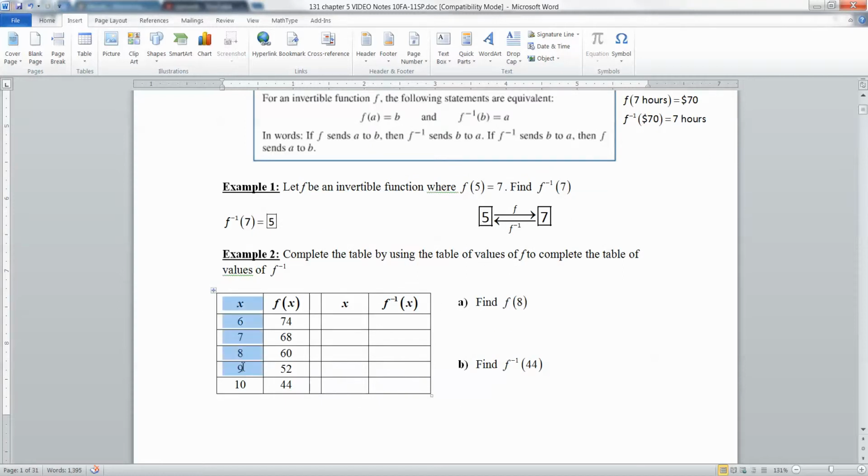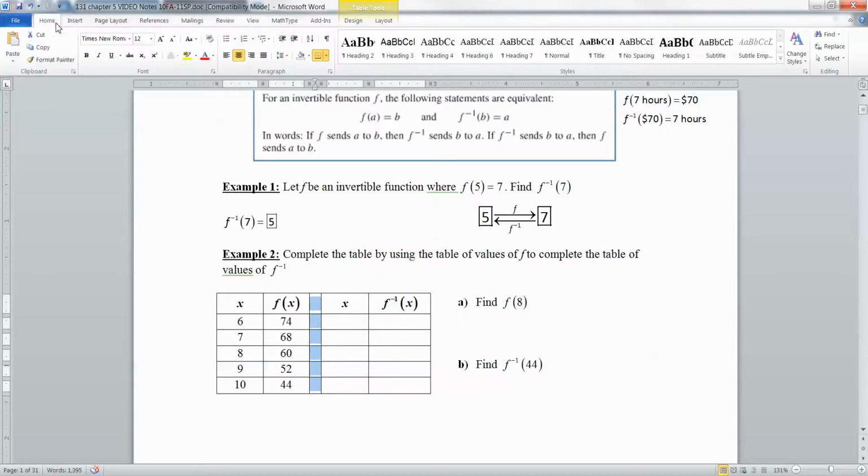So here I have x, all my different x's, and they're going to all these different y's, right? Okay, so then what would the inverse function do? Well, the inverse function kind of reverses the whole process, so hold on, make this all black. There we go. Okay, so what would the inverse function do? Well, it would go backwards. You'd say 74 goes to 6. And you'd say 68 goes to 7. Generally, we would put these in order, but you don't have to. 60 goes to 8, and 52 goes to 9, and then 44 goes to 10.